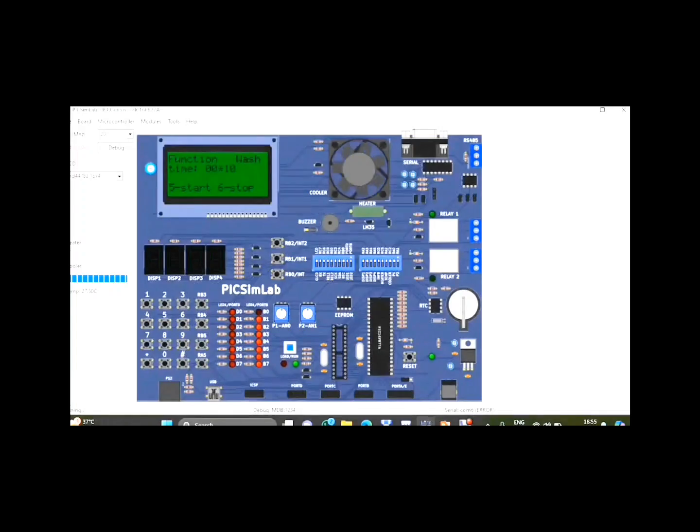And we return to the previous screen. So wait for this buzzer. See from there, the complete buzzer is on. The washing is completed. This beginner's board runs lots of programs.